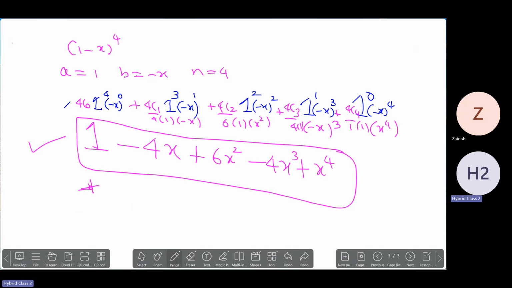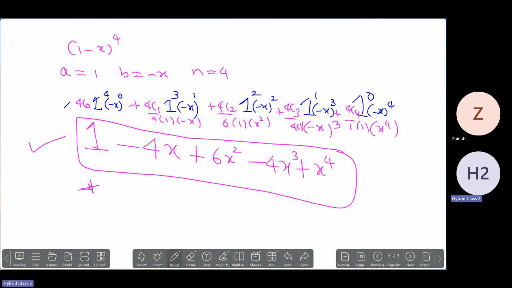Then B will be ascending. So I wrote B is minus x. First term, B is minus x to the power 0. Second term, minus x to the power 1. Third term, minus x to the power 2. Then I wrote minus x cubed, minus x to the power 4. That is clear, right? So what about the coefficient?